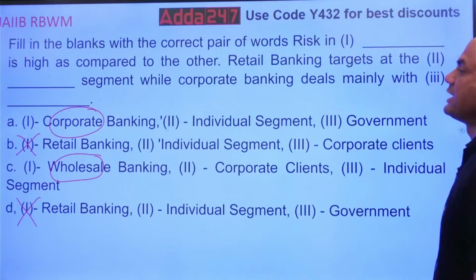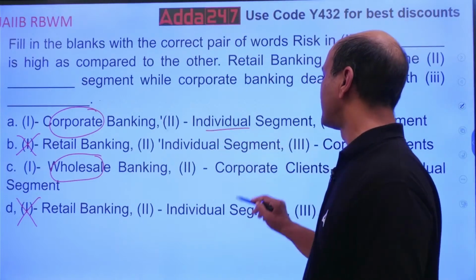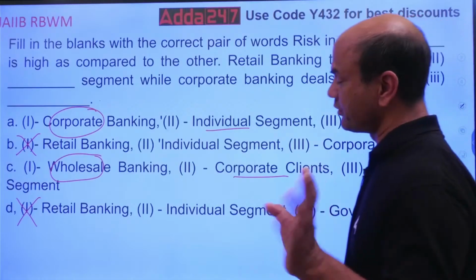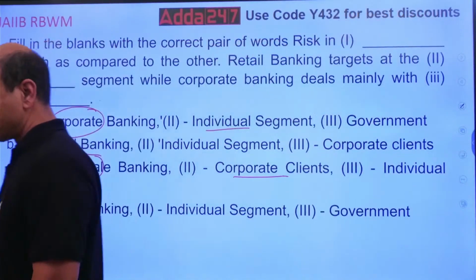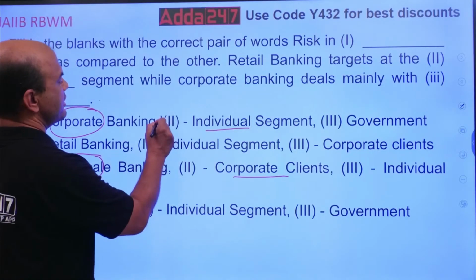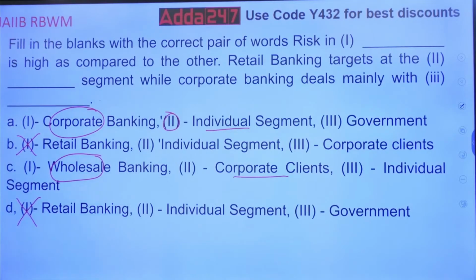Retail banking targets the dash segment. So what does retail banking target? Individual segment or corporate segment? So now the answer is very clear. Retail banking targets what segment? Individual or corporate? It will target individual. So the answer will be A. A only. This is the answer.